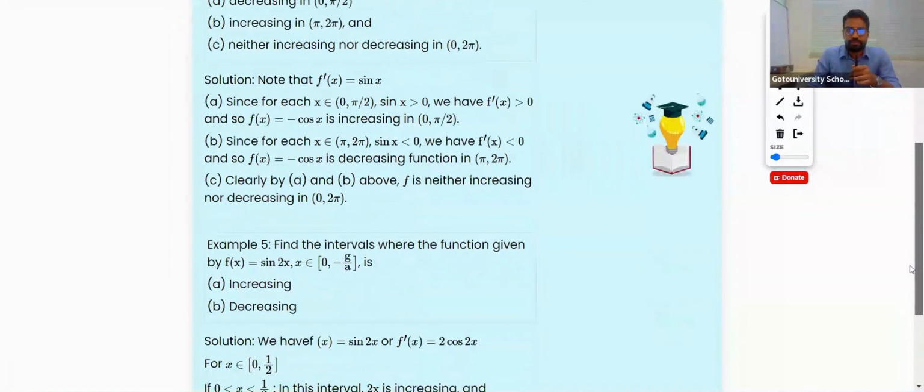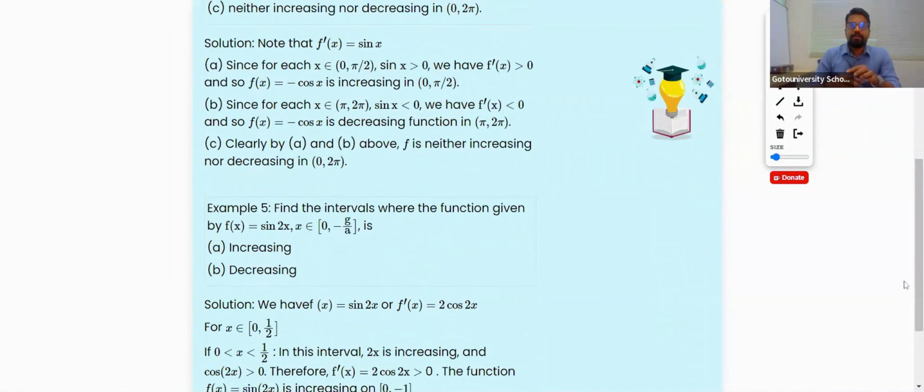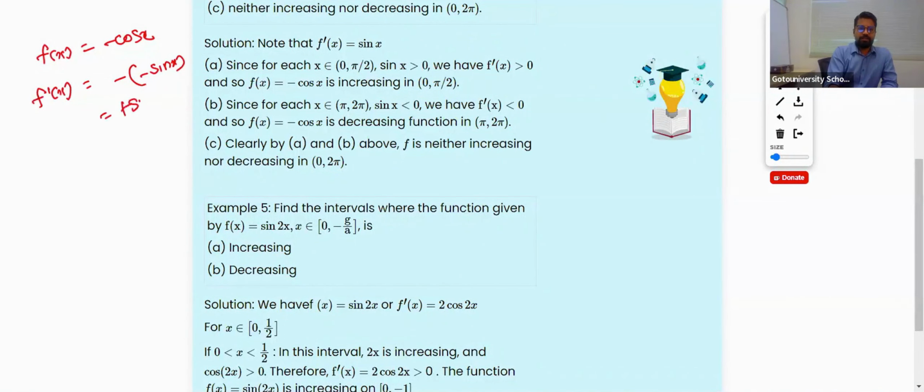Yes. First, we have to find f dash of x. What is f of x? Minus cos x. What is f dash of x? Let's keep the minus as it is. Again, minus sin x, which is plus sin x. And sin x between the intervals, which interval? 0 to pi by 2. What happens to sin x in 0 to pi by 2? It is always going to be what? Positive.